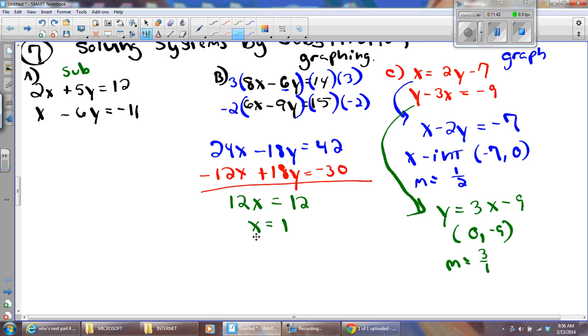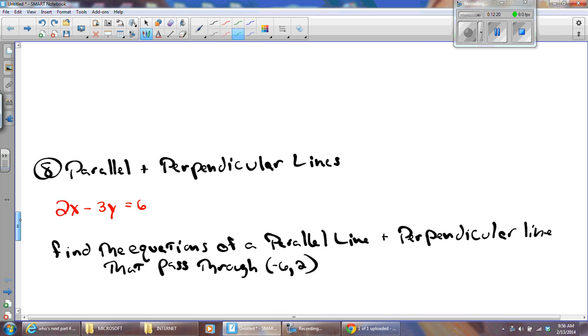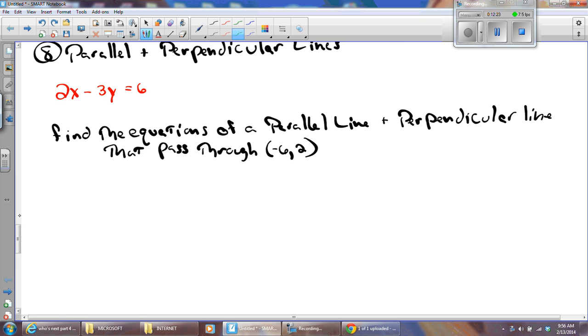Okay, so now I've got to go ahead and find x, oh, excuse me, find y. I think I will use this equation here, and I'll have 8 times 1 minus 6 times y equals 14. And then this is just 8, so I'll subtract 8 from both sides, and I'll get negative 6y equals 6. And this will mean that y will equal -1. And so we'll get the point 1, -1. Another consistent, independent system brought to you by Mr. Lawrence.